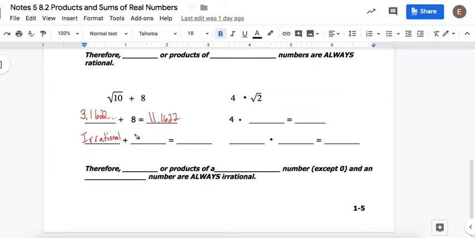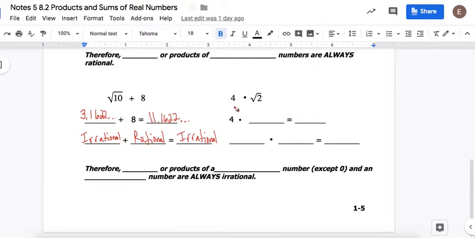But 8 is rational, and an irrational plus a rational is irrational. And go ahead and put the dots here. I forgot to do that, showing that it's non-terminating. And the result is irrational. Okay, so that's what happens when you have a sum of an irrational and a rational.